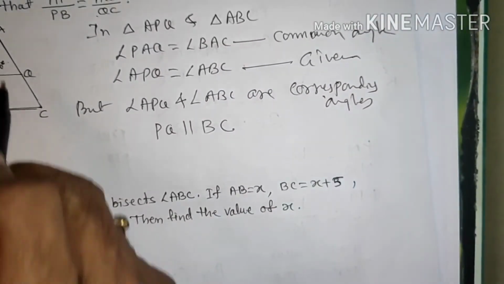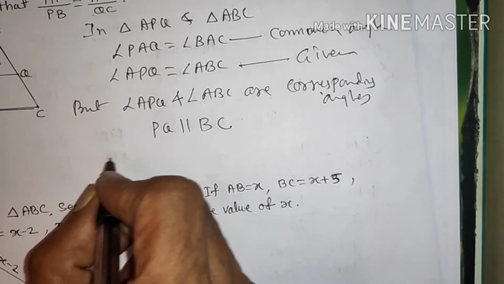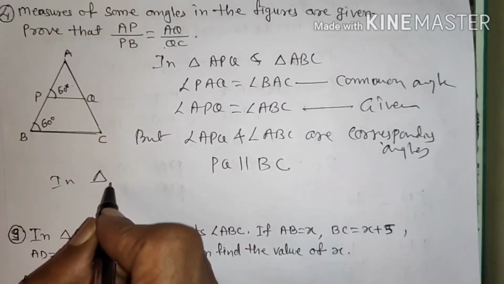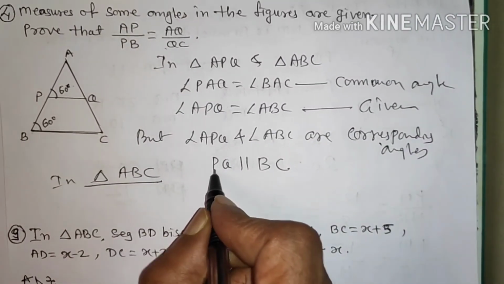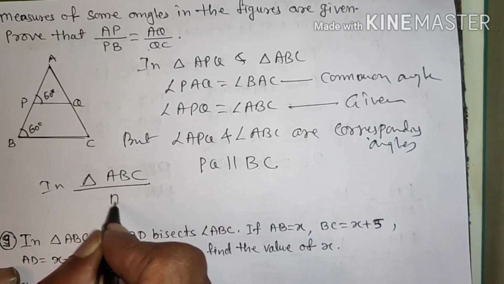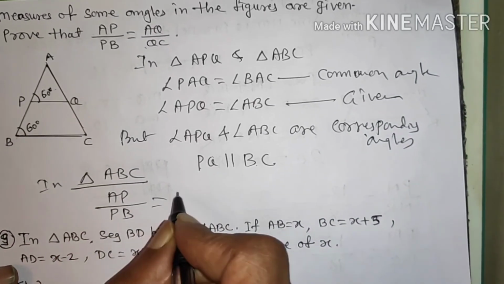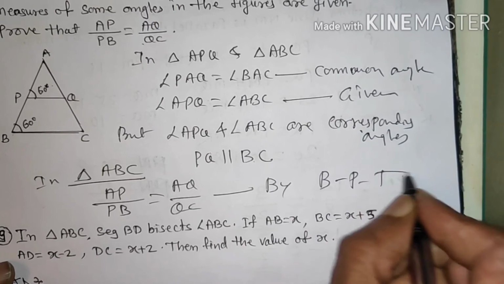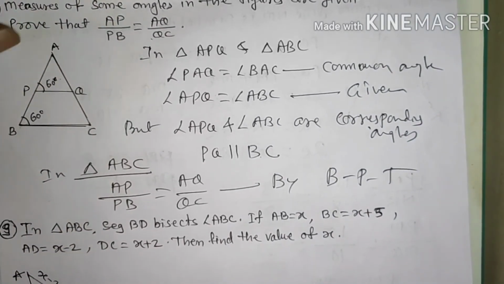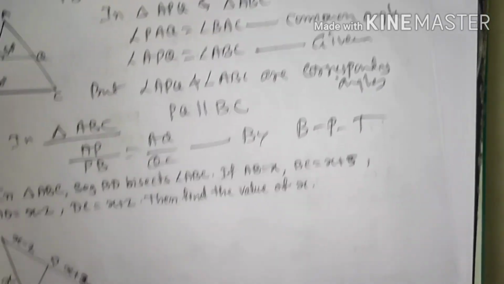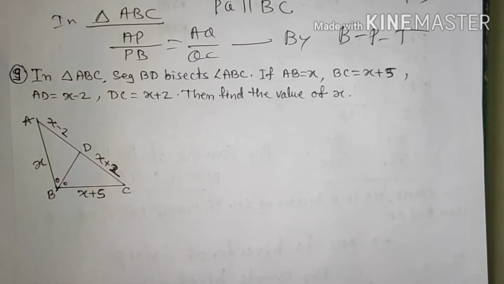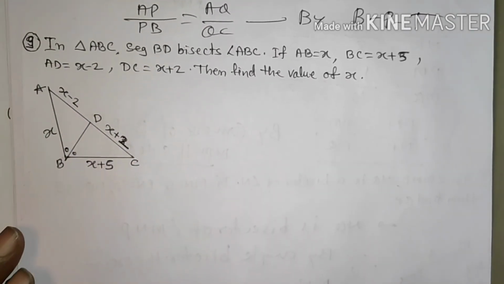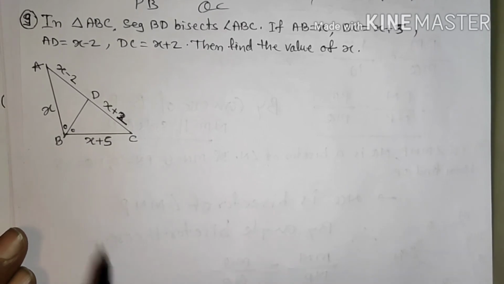PQ is parallel to BC, so in triangle ABC, by BPT we can say AP upon PB is equal to AQ upon QC, by basic proportionality theorem. If a line is parallel to one side of a triangle, then it divides the other two sides in equal ratio. This one again we will see. Questions 5, 6, 7, 8 are simply dependent upon the angle bisector or BPT. Try yourself. If there is a problem, ask me.